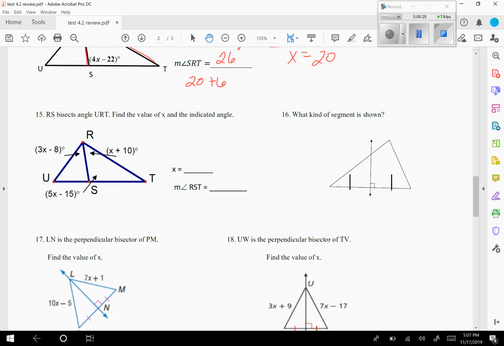All right, question 16. What kind of segment is shown? Well, you see here it's at a right angle and it's cutting this side into two congruent pieces. So this is a perpendicular bisector, because it is bisecting the line and it's doing it at a right angle.